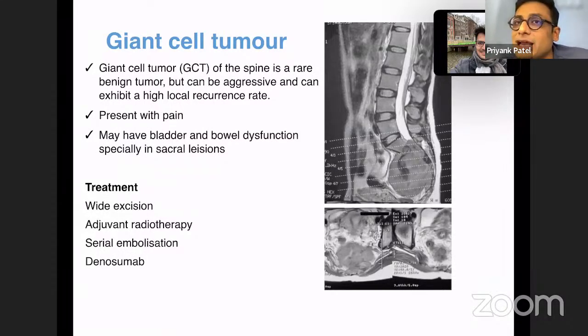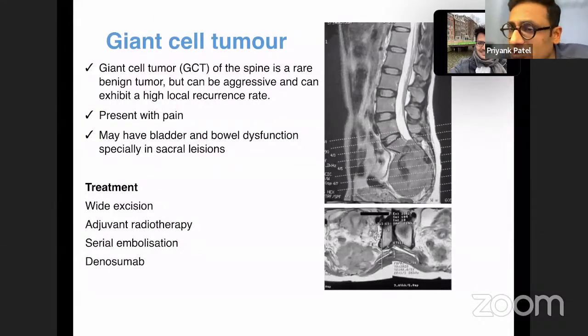Then let's go to the next type of tumor, and that's giant cell tumor. Giant cell tumor of the spine is a rare benign tumor. It is a benign tumor, but it is locally aggressive, and there are reports of giant cell tumors which have metastasized to the lungs. Usually the rate is around 5%. Typically, the patients are going to present with pain, and some might come with bowel and bladder dysfunction.